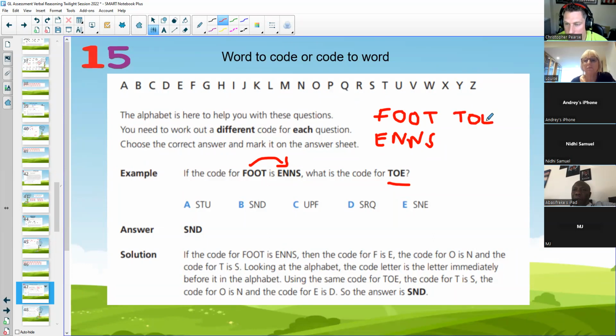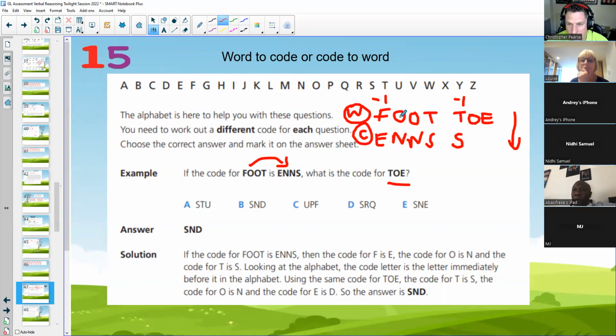The reason I'm writing it at the top, if you treat this as your word line and this is your code line, you're going to go the right way. And I sometimes get the kids to do an arrow, so I know that they're counting in the correct direction. So F to E, which is the first thing we need to do, is back 1. So that's -1. I then go to T and I -1 and I get an S.